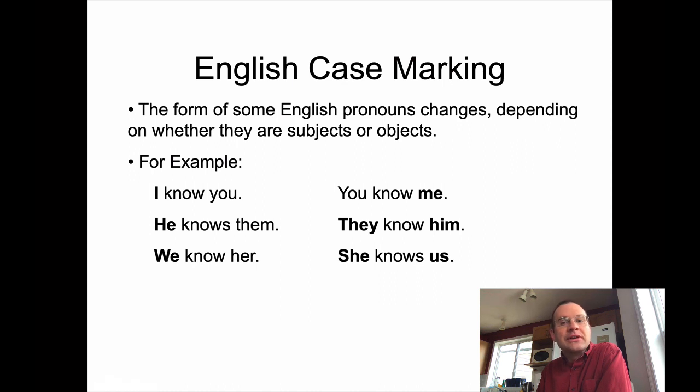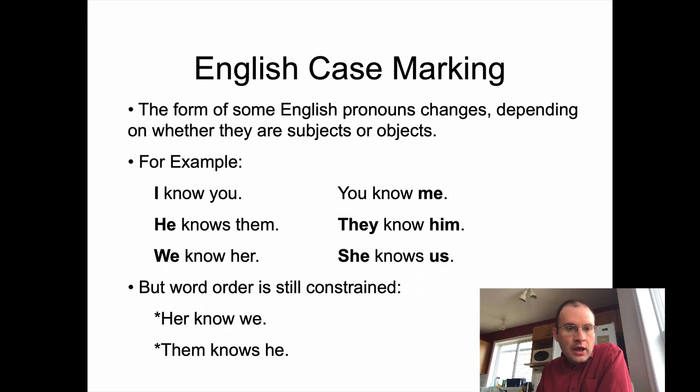I'm not going to bore you with all these details, just let you know that these pronouns change form depending on where they're appearing in the structure of the sentence, not necessarily in the order. However, word order is still constrained in English, so in theory you could figure out what's the subject and what's the object of a sentence based on how the pronoun is marked. So you could say we know her, that's no problem, but you would never say her know we in English, even though you can figure out how that would work, or them knows he, so on and so forth. That would just be odd or in fact ungrammatical in English.